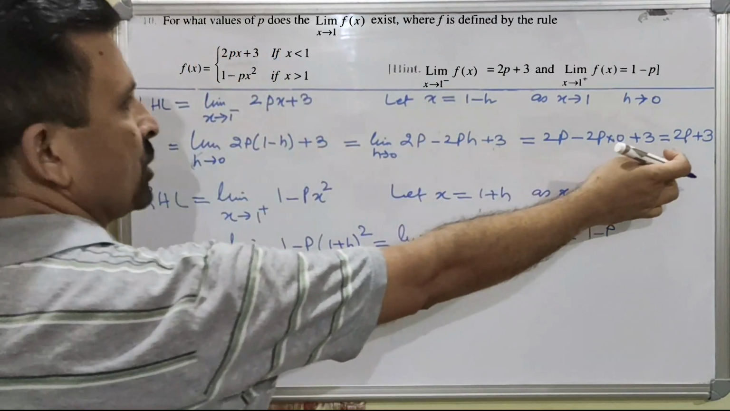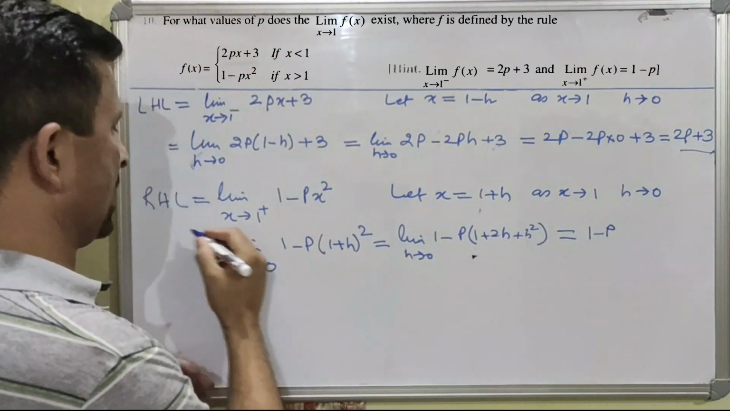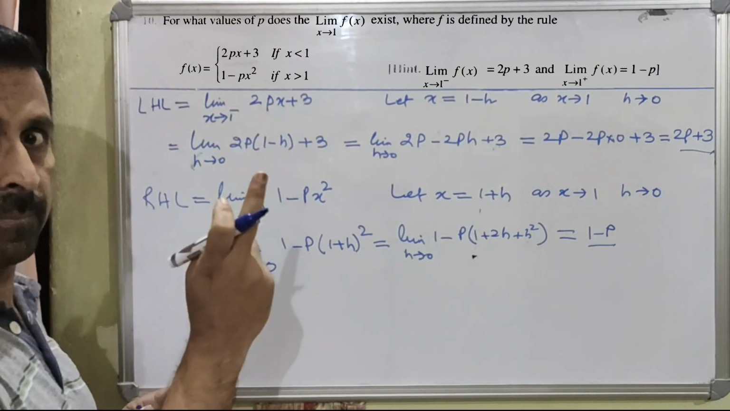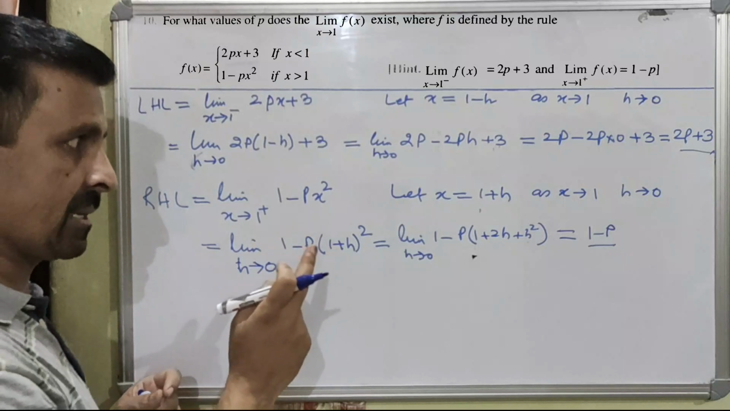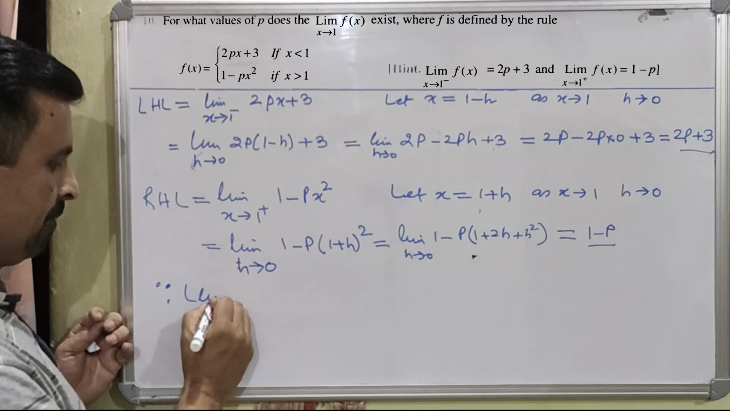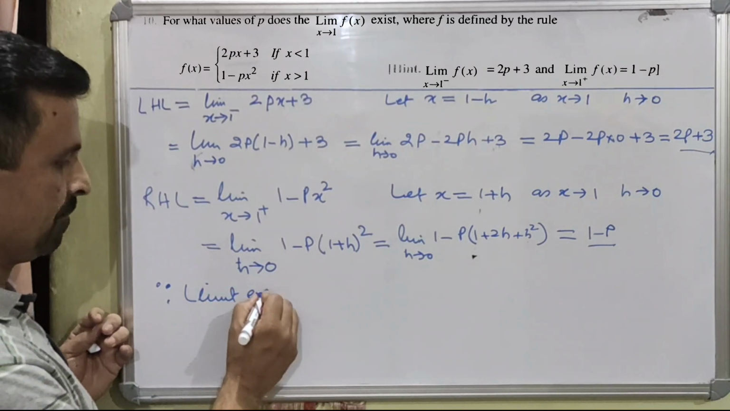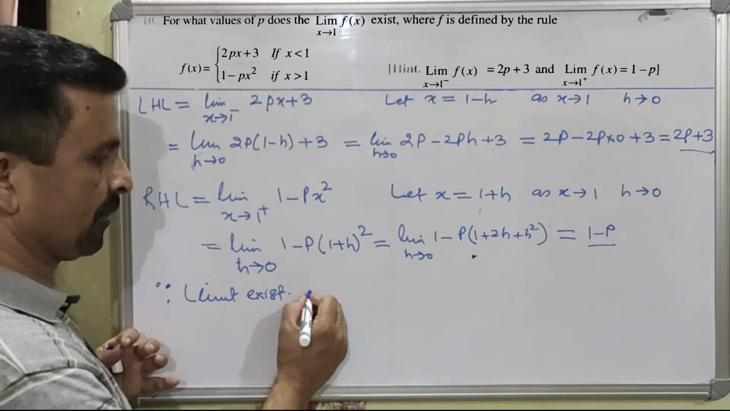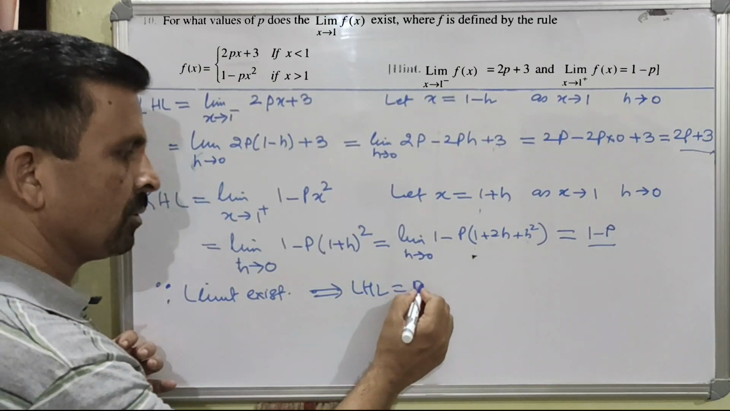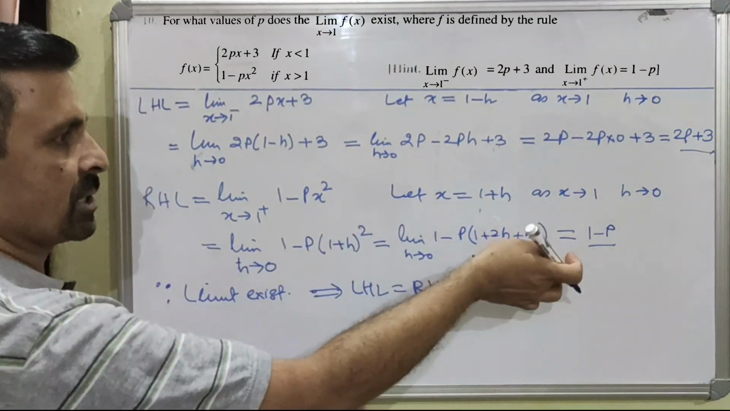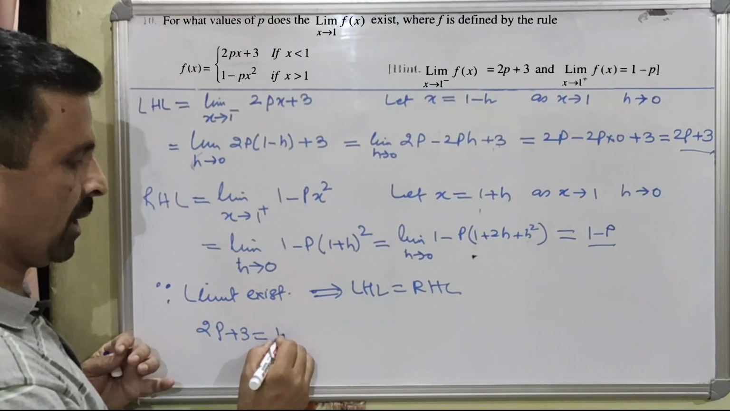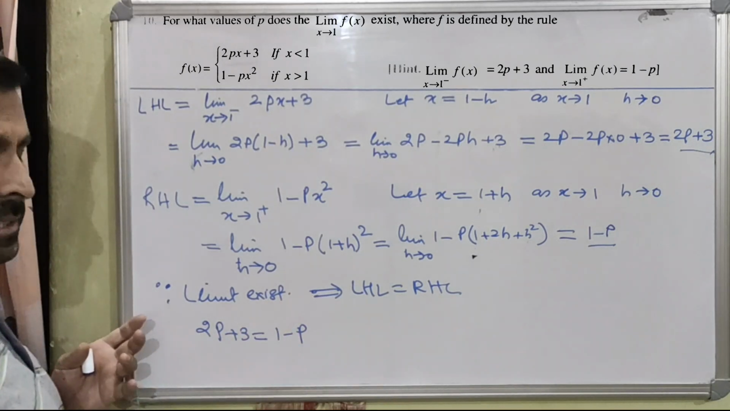You calculated the left hand limit, you got it as this much, and you calculated the right hand limit, you got it as this much, right? Now in the question it says that the limit exists. Since the limit exists, therefore what is the conclusion? Therefore this implies your left hand limit has to be equal to right hand limit. So we will equate now these two, and therefore we'll write here 2p plus 3 is equal to 1 minus p. Now calculate and get the value of p. This is a very simple task.